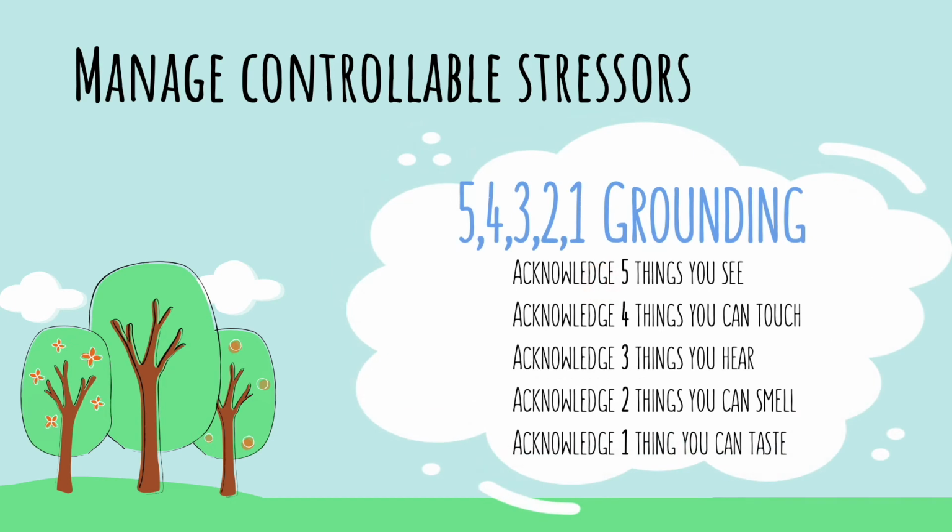Another method you can use to reduce stress is 5, 4, 3, 2, 1 grounding. In this method, you acknowledge 5 things you can see around you, 4 things you can touch around you, 3 things you hear, 2 things you can smell, and 1 thing you can taste. You can use this method when you are feeling particularly overwhelmed and need to get your focus onto something else.